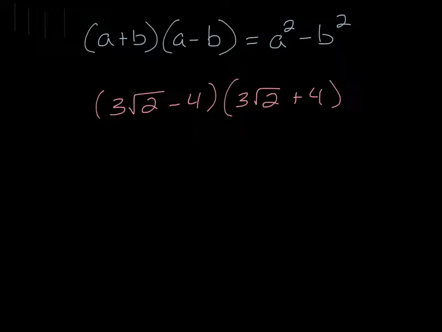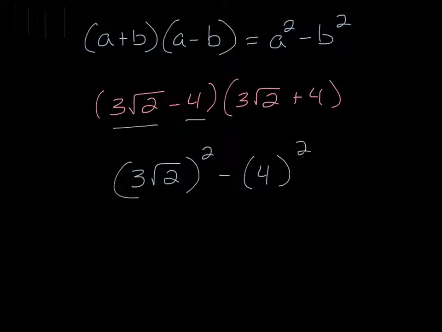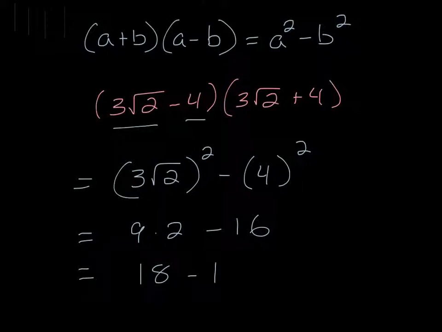So we'll be using this formula up here in blue, where a plus b times a minus b is a squared minus b squared. And what we'll get when we perform that on this would be, this is our a, the 3 root 2, and our b is the 4. So we'll get 3 root 2 squared minus the 4 squared, which then equals 9 times 2, because the square root of 2 squared is just 2, minus 16, which gives us the 18 minus 16, which is 2, like we got previously.